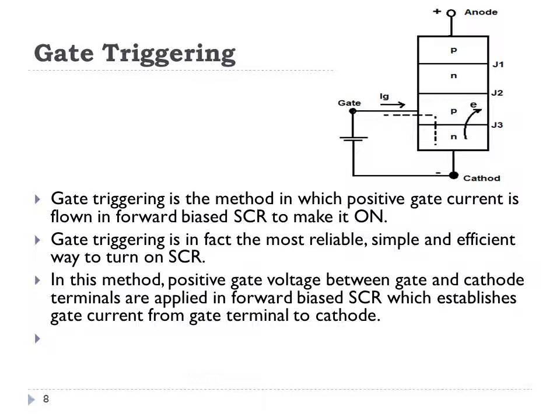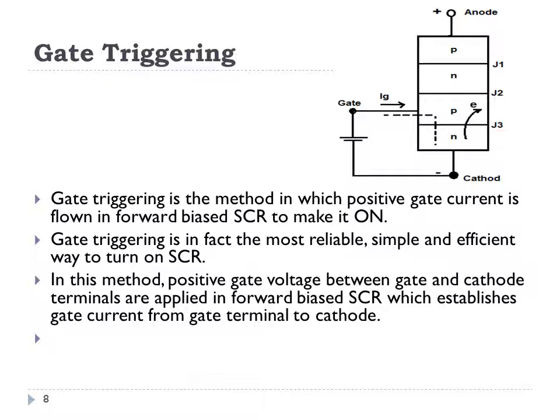Next is gate triggering. Here we can see the circuit, and in this the gate pulse is given with respect to gate to cathode. That is, positive is given to the gate and negative to the cathode. Gate triggering is the method in which positive gate current flows in the forward biased SCR to make it on. That is, the SCR is already forward biased. That is, anode is given positive and cathode is given negative.